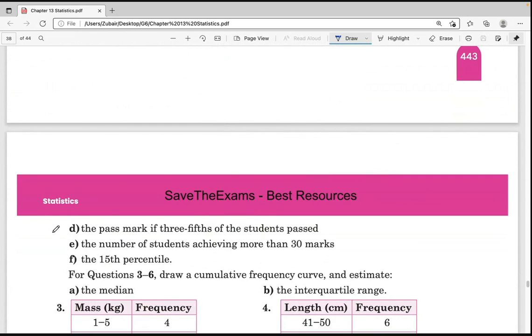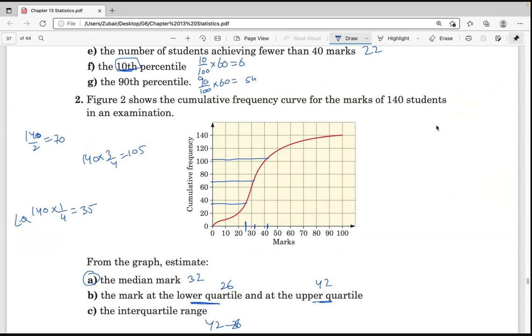Okay, same question, D part. The pass marks if 3/5 of students passed. So 3 by 5 of students are passing, and 3/5 of 140 gives me 84. So when 84 students are passing, they are the ones at the top. So we mark this at 56. And passing marks are 30 marks.